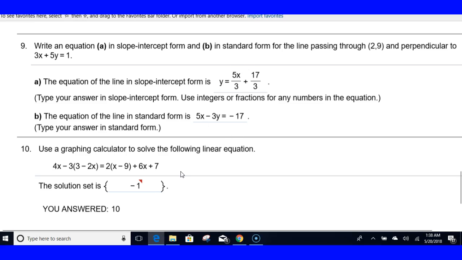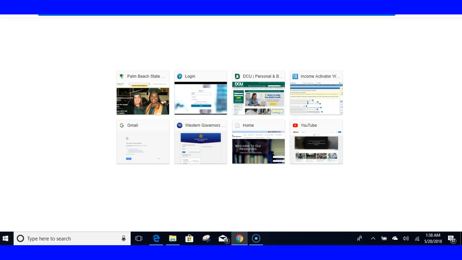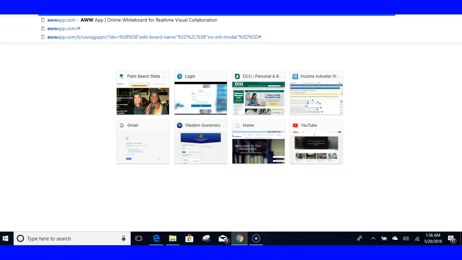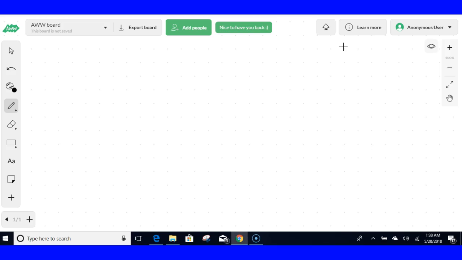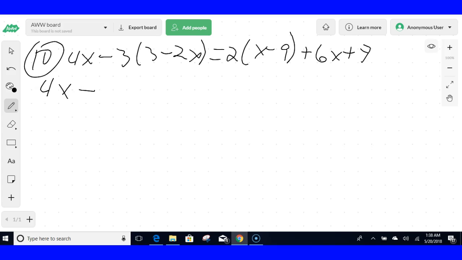So the last one is number 10. Let's go to number 10. It's a simple equation they solve here. Let's solve number 10 quickly, guys. So number 10 is 4x minus 3 times (3 minus 2x) equal to 2 times (x minus 9) plus 6x plus 7. First, get rid of the parentheses by using distribution.